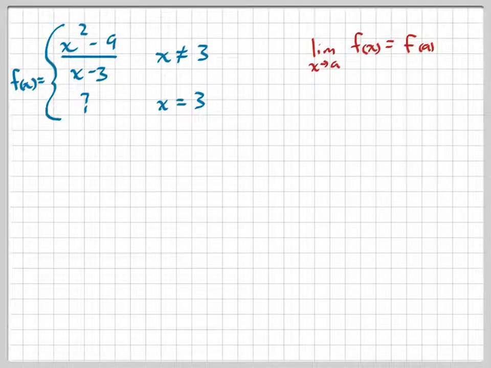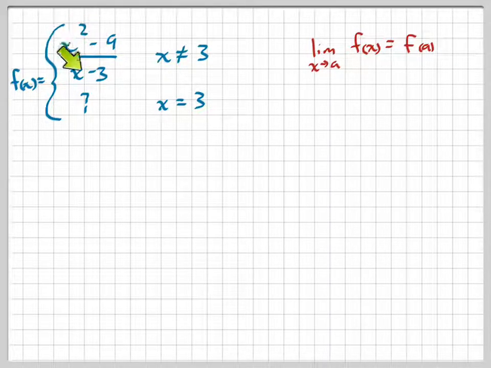So my question to you guys was, what does that question mark have to be in order for f, that's this dude, in order for him to be continuous? I reminded you guys of the definition of continuity. If this is true, then the function is continuous at a. And that's what we care about right here.